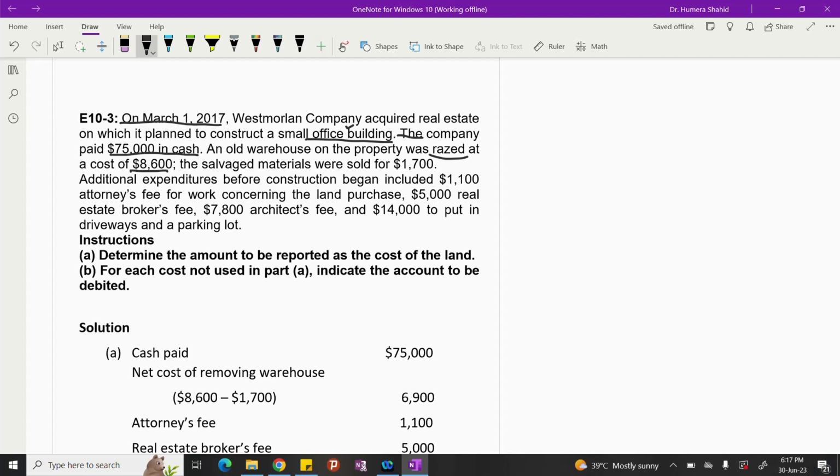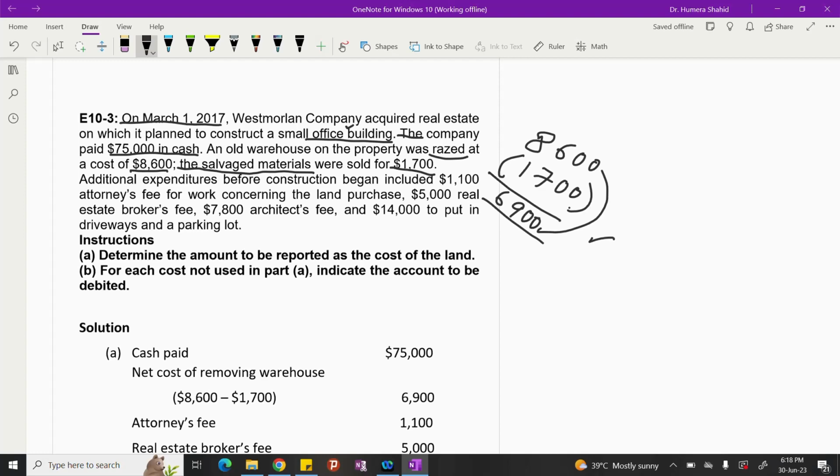And then what happened? You sell the scrap, the broken parts of the warehouse. So the salvaged material, the scrap, you sold it and you get the money, $1,700. So actually you have given $8,600 to the company to please remove this warehouse, and then you sell that scrap for $1,700. So you get some money back. So the net value, which is $6,900, is the cost which you have incurred in order to make the land ready for use, right? Okay, additional expenditures before the construction began.